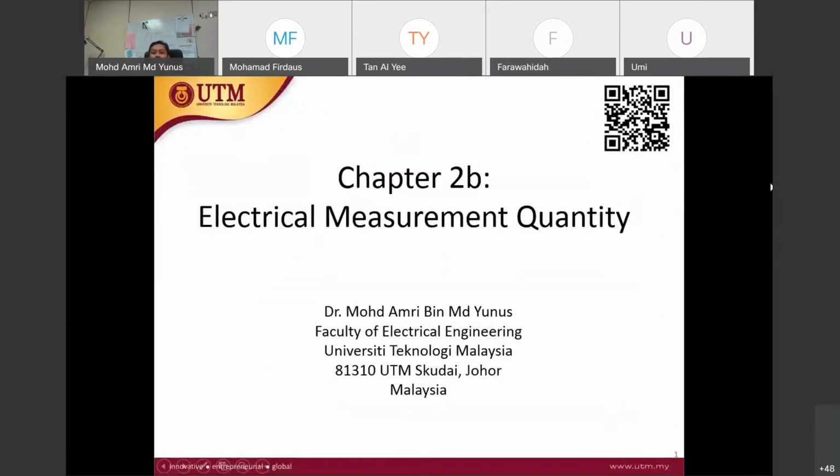Okay, now we are in chapter 2b. We will start discussing the application of bridges in electrical measurement, in estimating resistance, capacitance, inductance, etc.